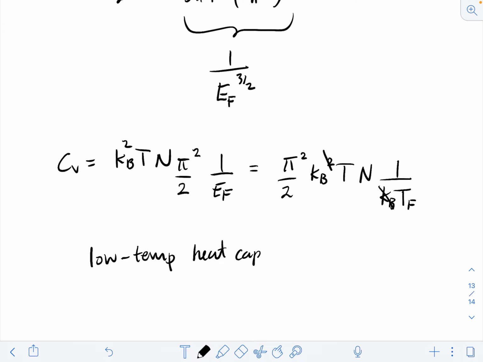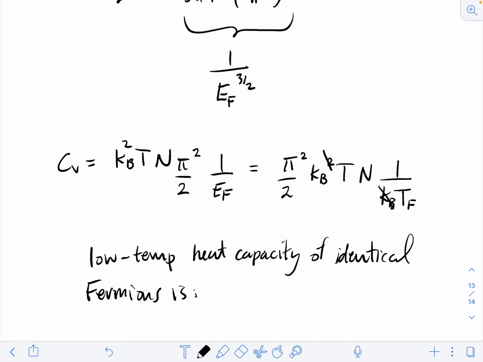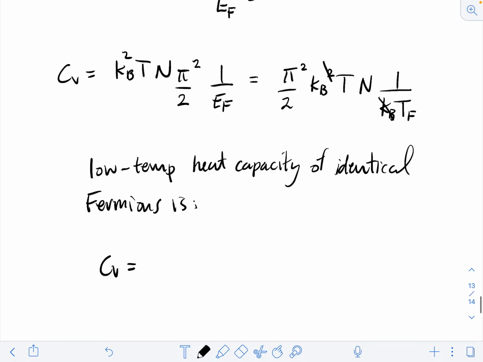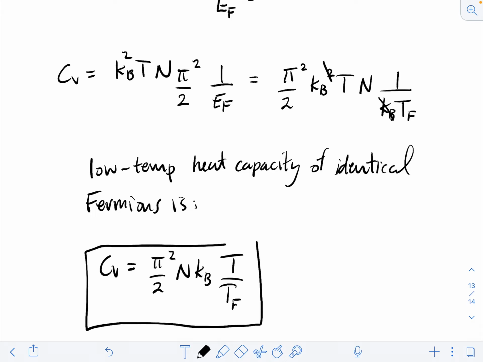And so the low temperature heat capacity of identical fermions is CV is equal to pi squared over 2 N kB T over TF. And that is our main result. The heat capacity of our low temperature fermion system of identical particles is proportional to temperature, and now we've worked out what that prefactor is.